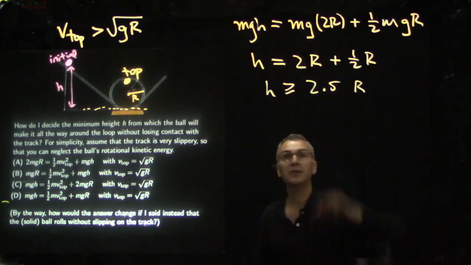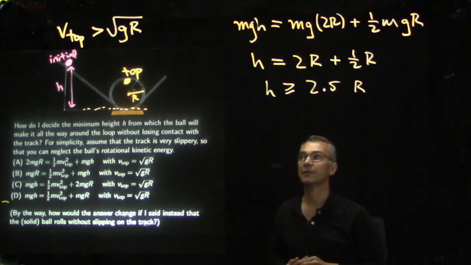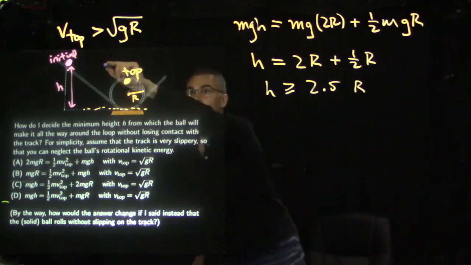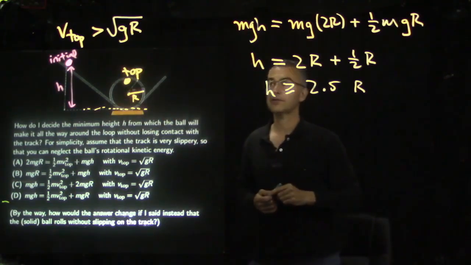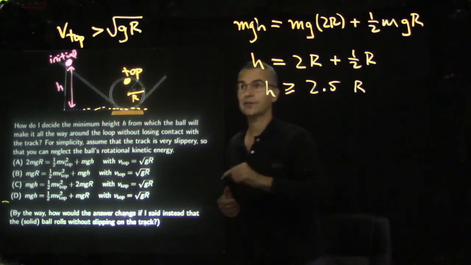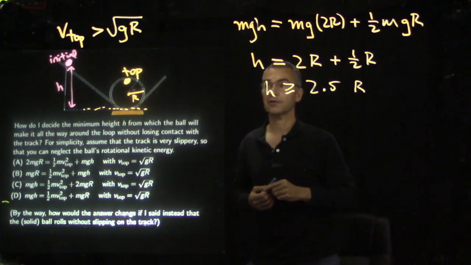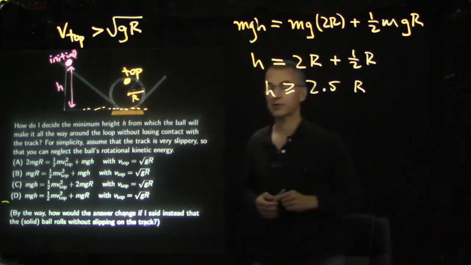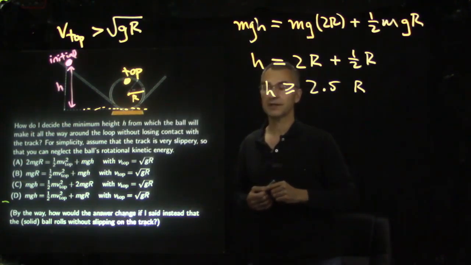It seems like the minimum height from which we can release the ball and have it make it all the way around the loop-de-loop is 2.5 r. Now this is assuming that the ball just has translational motion, that all of the ball's initial gravitational potential energy goes into translational kinetic energy of the ball. But what if there's also a rotational part of the ball's kinetic energy? In other words, what if the ball is actually a solid sphere that rolls without slipping on the track?